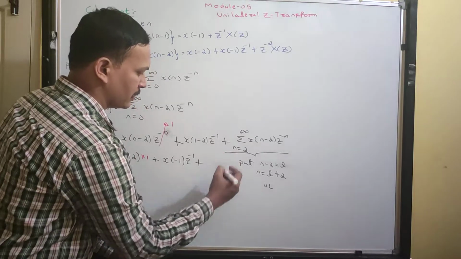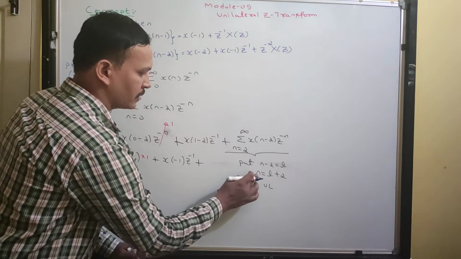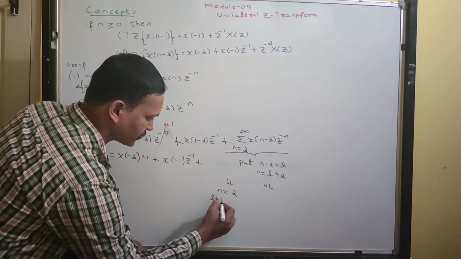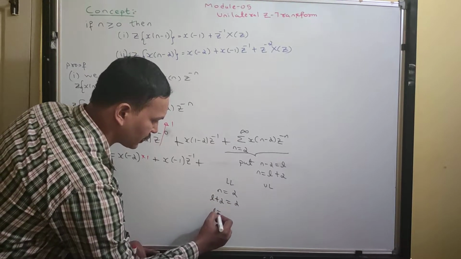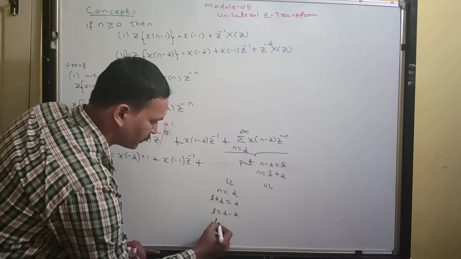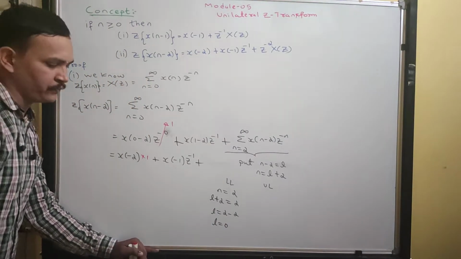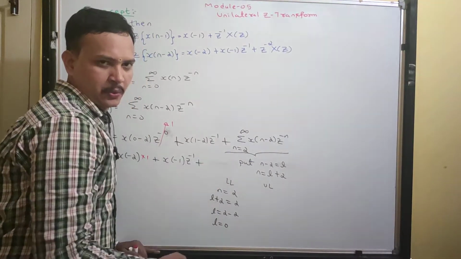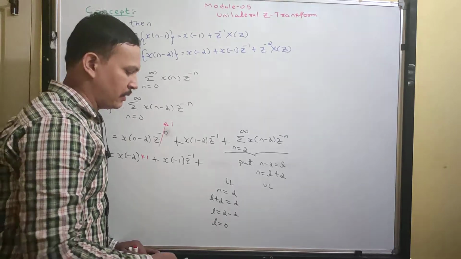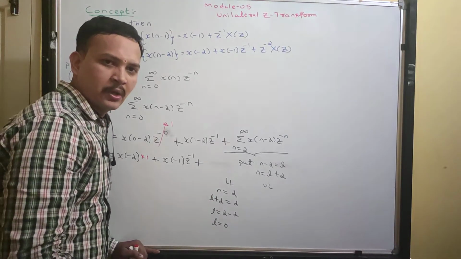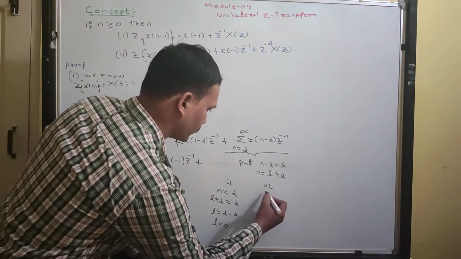What is the lower limit? n equals 2. What is n? Write that value here. L plus 2 equals 2. L is equal to 2 minus 2. Then it becomes what? 0. So the initial limit n equals 2. Now I change the variables. I got the new limit L equals 0. Okay, fine.